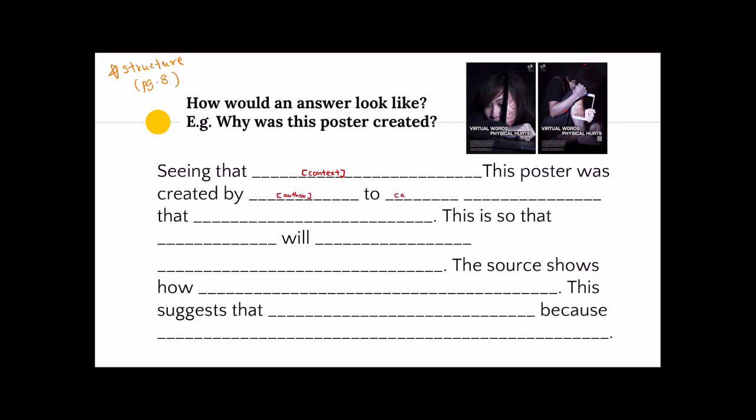To, this is where your action word comes in. To convince who? Your audience. That, and this is where you put the message of the source in. This is so that the audience will, and this is the outcome. What's the specific action that your audience will do? Then this next part over here is actually to prove how your message is valid. So you will need to give me evidence and explanation.